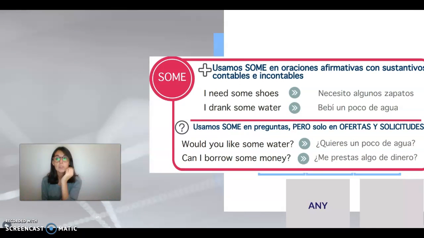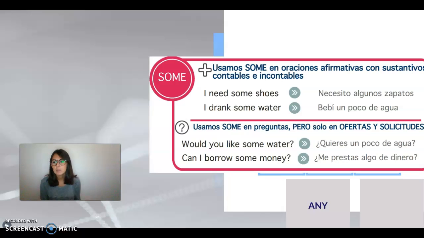And I'm going to talk about some now. We checked some in class as well. We talked about some being used in sentences, that's in Spanish, with countable and uncountable nouns, as long as you don't really know the exact amount. So I need some shoes. Now, if I need 3 shoes, I'm not going to say I need some shoes. I need 3 shoes. Si tengo la cantidad exacta, bueno, digo la cantidad exacta, no digo algunos, right? So some, algunos. I need some shoes. I need some water. También se utiliza mucho con los incontables. I need some water, I drank some milk, I drank some water, I had some sugar, I had some salt.